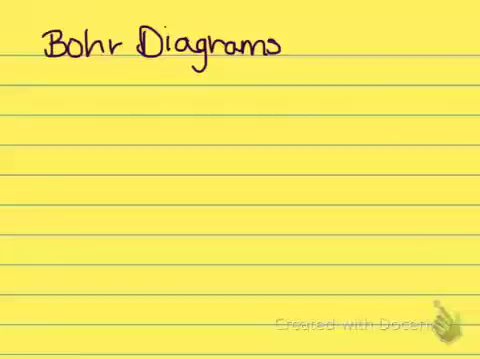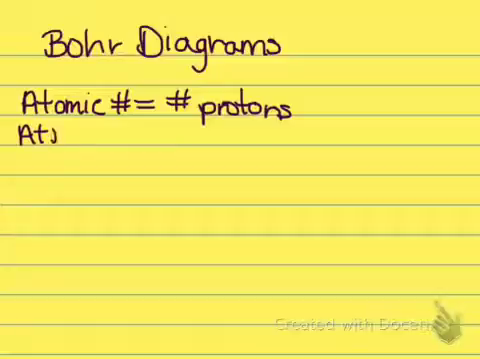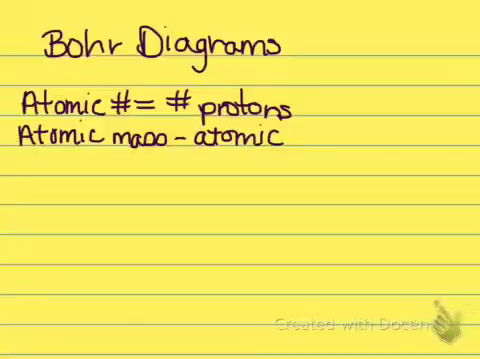So remember that the atomic number equals the number of protons in an atom. So protons, okay? You also have to understand that the atomic mass minus the atomic number equals the number of neutrons.